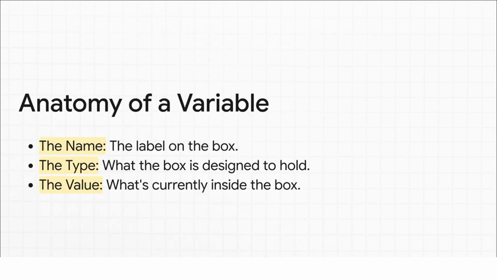Okay, so let's break this box down a little bit. Every single variable has these three parts. First, you have the name, that's the label, like, say, player score. Then you've got the value, which is whatever's inside the box, like the number 100. And then you have the type. And the type is all about the rules for the box itself.